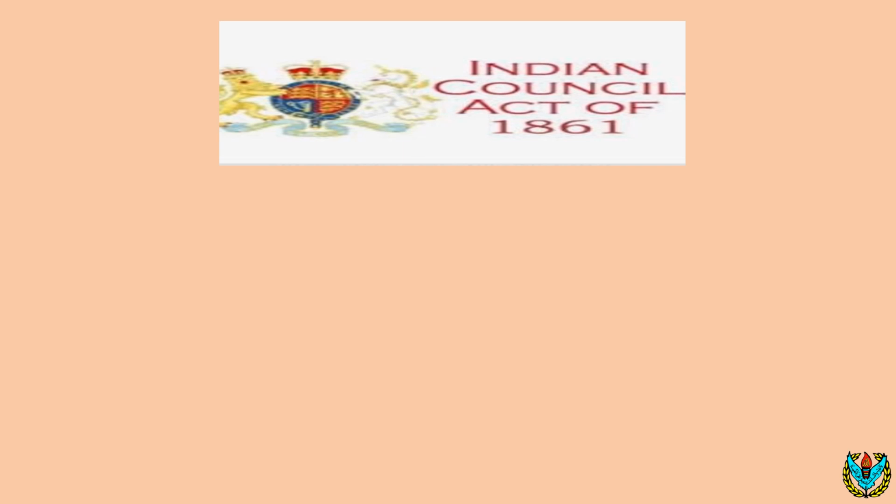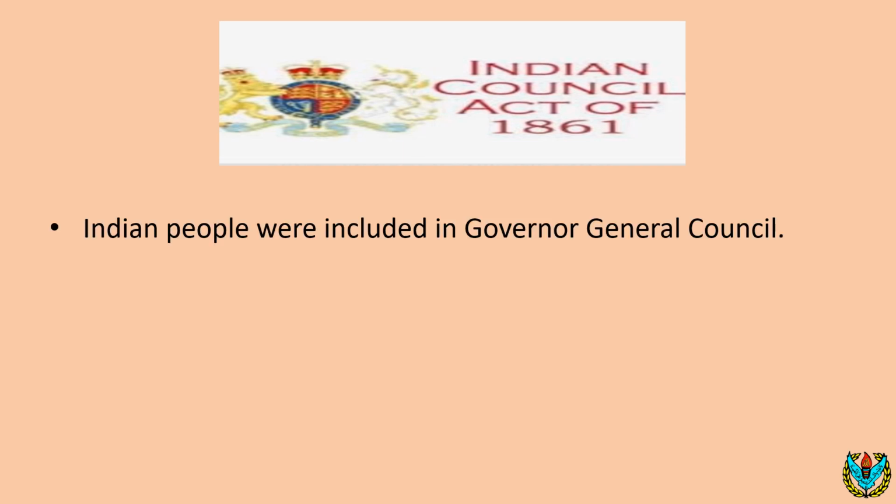The first act introduced by the Britishers was the Indian Council Act of 1861. It was introduced in the period of Lord Canning, and the major features were: number 1, under this act, Indian people were included in the Governor-General's Council for the first time in the history of India. Don't forget here that these were all the efforts of Sir Syed Ahmad Khan. The process of transfer of powers to the grassroots level started.